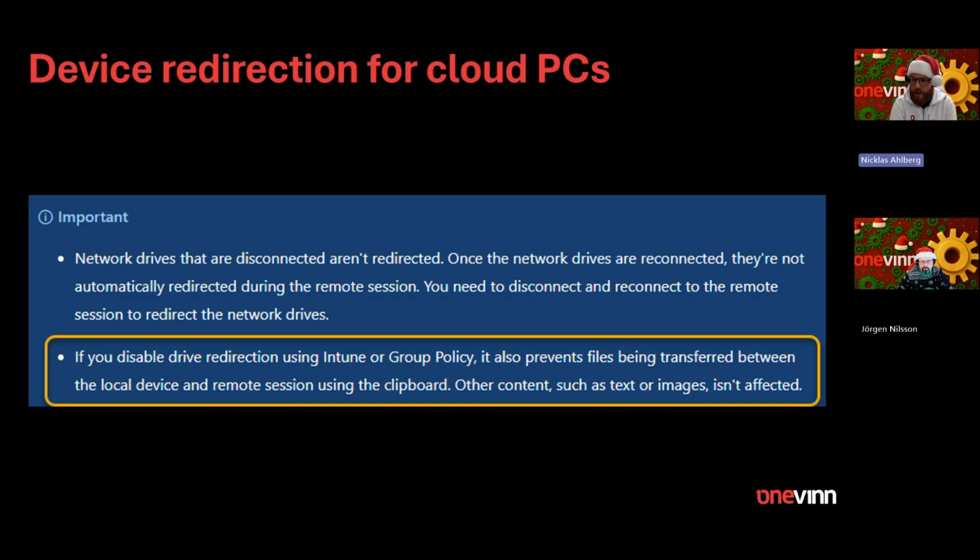And the first thing I would like to point out is that if we do allow the clipboard to copy files, we must also allow the drive redirection, which is a separate setting. Otherwise, even though the clipboard setting is set to allow, we will not be allowed to do so because the drive redirection policy is disabled. So this one must be enabled as well.